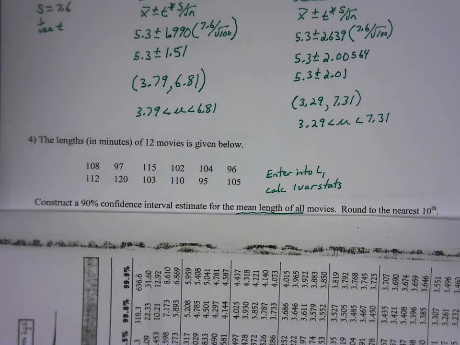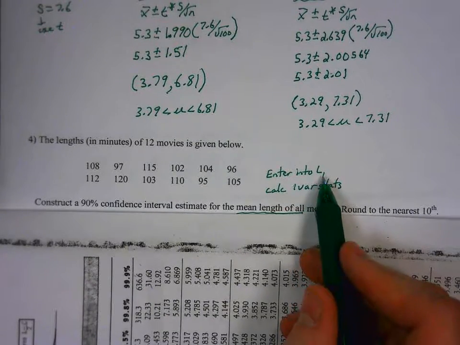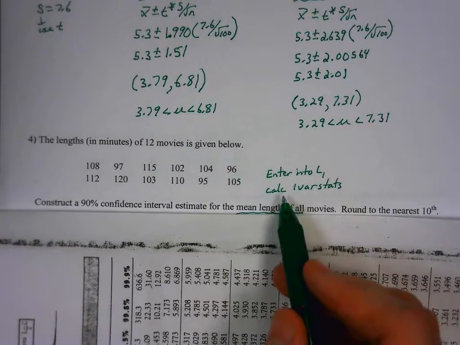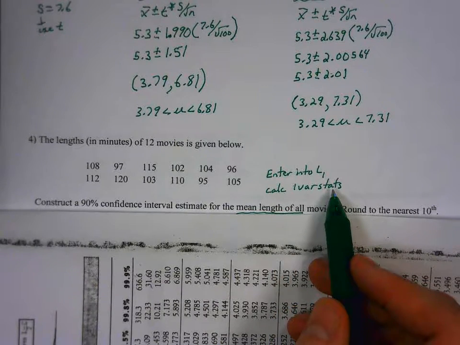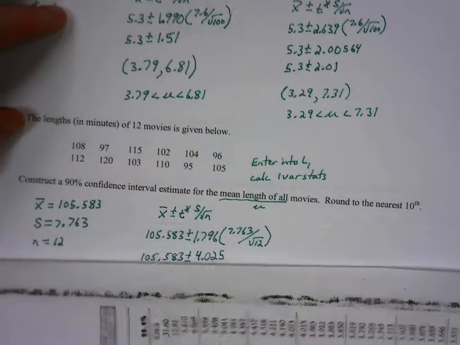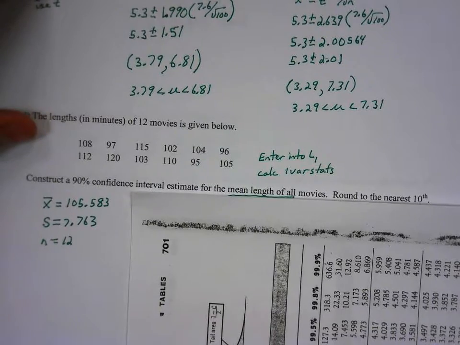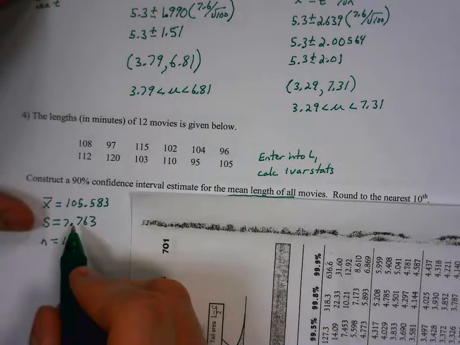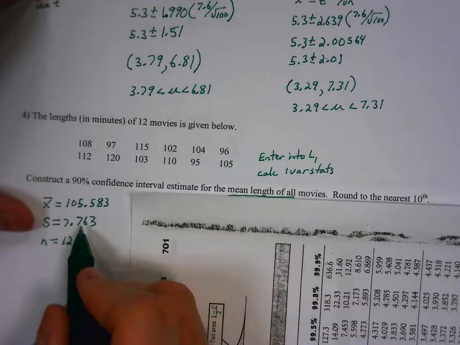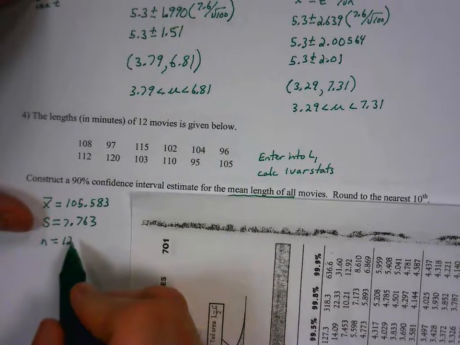So what you do here is you want to find the sample mean and sample standard deviation. That's where you can enter the values into list 1 in your calculator and calculate the 1-bar stats. That'll give you an X bar value of 105.583 and S, not sigma, we're looking for S because it's a sample. The sample standard deviation is 7.763. And again, n is 12 because we had 12 movies.